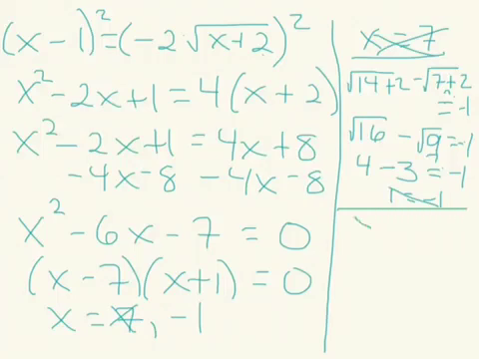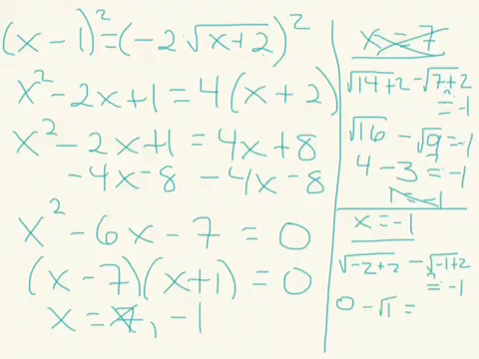Okay, when we plug x equals negative 1 into our original function, we're going to get the square root of negative 2 plus 2 minus the square root of negative 1 plus 2, hopefully equals negative 1. Put my little hopefully here. Negative 2 plus 2 is 0, so this is the square root of 0, which is 0, minus the square root of 1. But this does look good, because the square root of 1 is just 1. 0 minus 1 is negative 1 equals negative 1, so this checks. So x equals negative 1 is our answer.